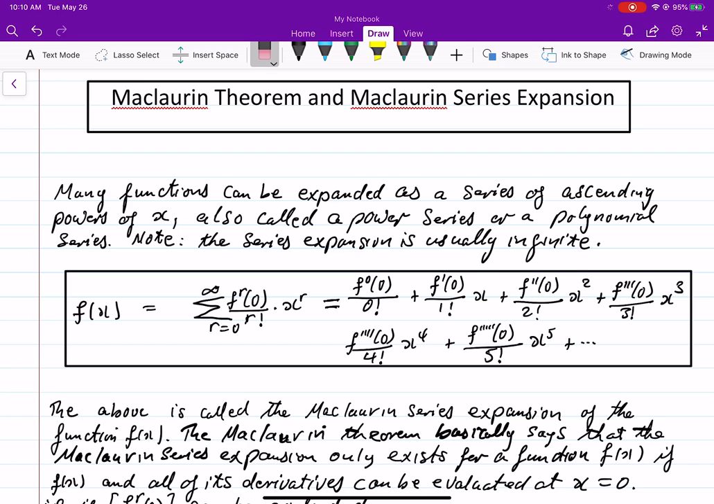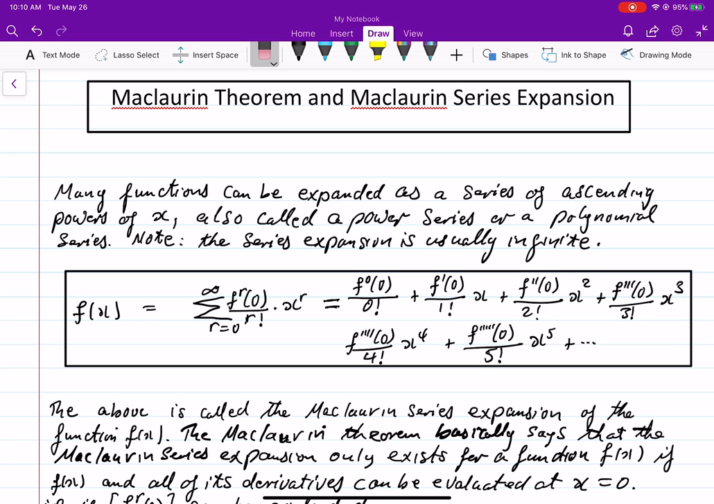Many functions can be expanded as a series of ascending powers of x. The series of ascending powers of x is also called a power series or a polynomial series. And note the series expansion is usually infinite. Well, let me expand a little bit more on that.